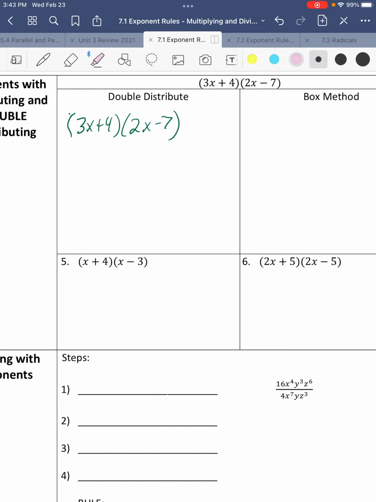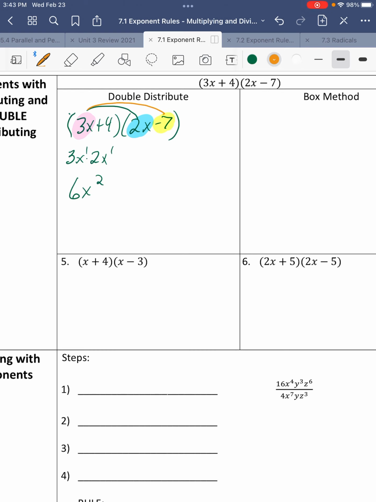I'm going to do this with some highlighting here. So you have the 3x, and that's going to be multiplied times 2x. 3x times 2x, so multiply the coefficients, so 6. X times x is x squared. So that's the 3x times 2x. Then we have to distribute that 3x times negative 7.